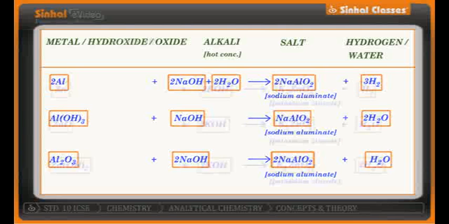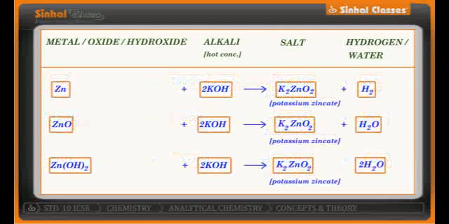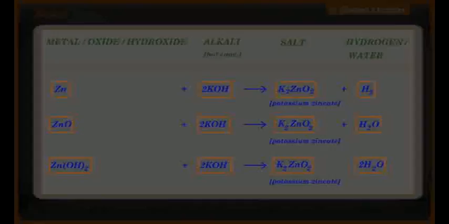Now you can take the same metal along with its hydroxide, along with its oxide, and treat it in a similar manner with hot concentrated KOH, that is also known as caustic potash, potassium hydroxide. You will get the same products. The only difference will be, instead of sodium, you will be getting potassium.